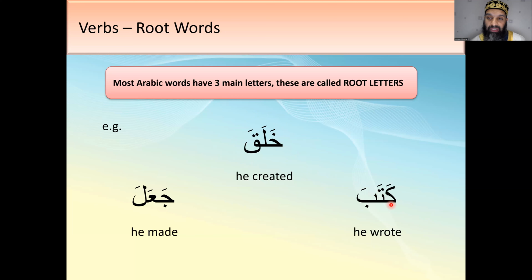So kataba means he wrote. That is a root word consisting of 3 root letters, kaf, ta, and ba. Khalaqa is a root word consisting of 3 root letters, and it is a verb. They're all verbs. Ja'ala, again 3 root letters making this root word. It means he made.